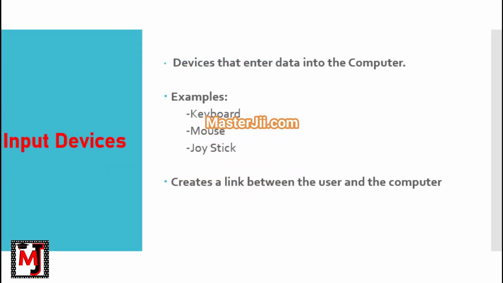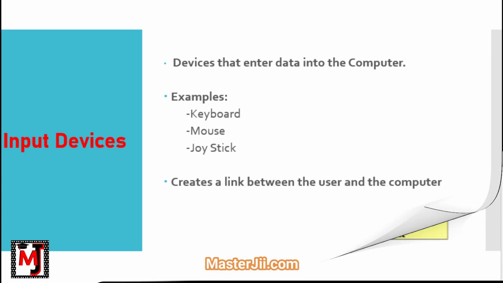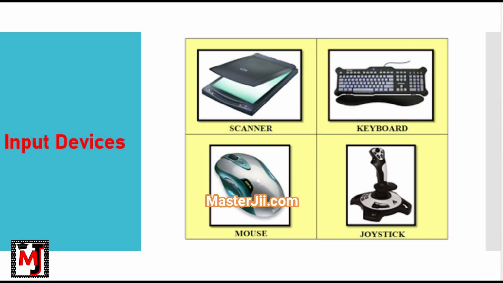First, input devices. This unit contains devices with the help of which we enter data into the computer. This unit creates a link between the user and the computer. The input devices translate the information into a form understandable by the computer. The examples of input devices include keyboard, mouse, joystick, and you can also see the pics that are showing on your screen.